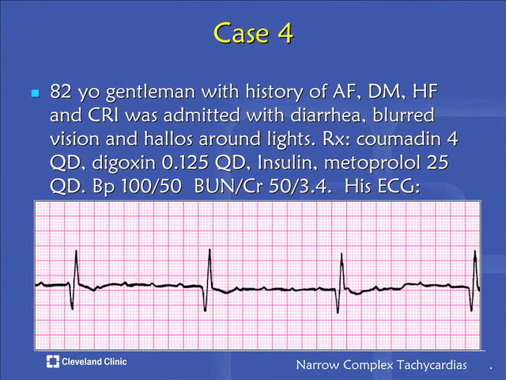I'm going to take you to the other extreme here. You have an 82-year-old gentleman with history of atrial fibrillation, diabetes mellitus, heart failure, and chronic renal insufficiency. Admitted with diarrhea, blurred vision, halos. He's been on Coumadin, digoxin, insulin, metoprolol, and his heart rate is 100 over 50. BUN creatinine 50 of 3.4, and this is his EKG. What are you going to do next?